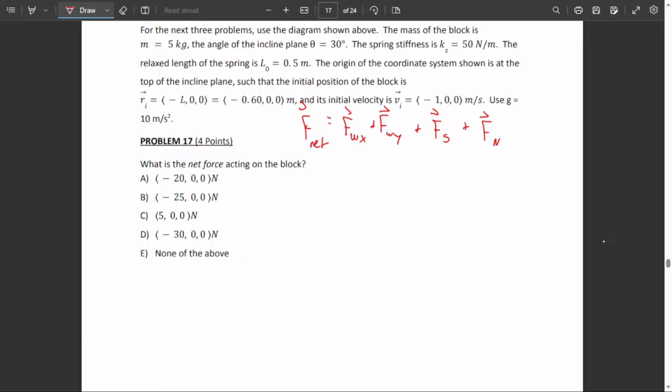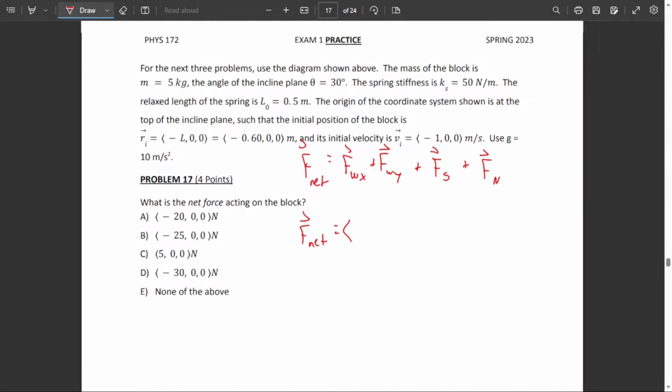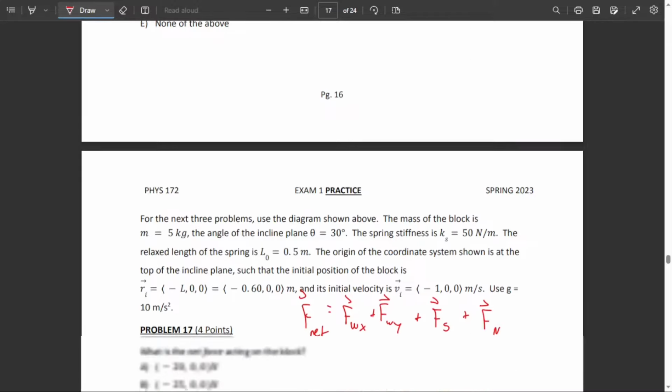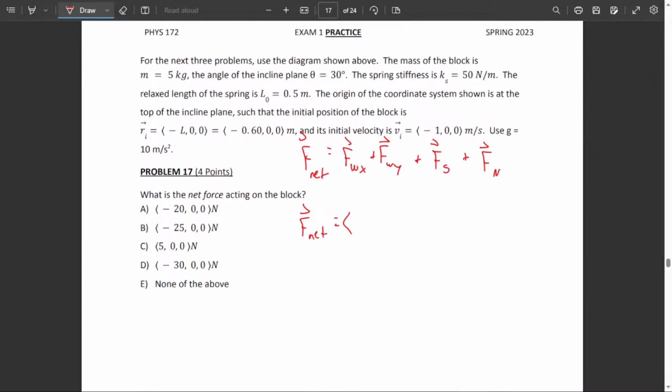So then, net force is going to be equal to force of weight in the x direction. Calculated that was, let's see, sine theta FW. And then the force of weight's mass times gravity. So in the x direction, we get mass times gravity times the sine of theta.